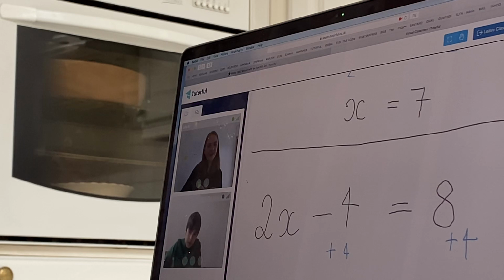So not subtract 2. What are we doing to x here? What's the 2 doing to x? What's going between the two of them? Multiplying, yeah. So if we want to reverse multiplying, what's the opposite of multiplying? Division, perfect. So what we need to do is divide by 2.